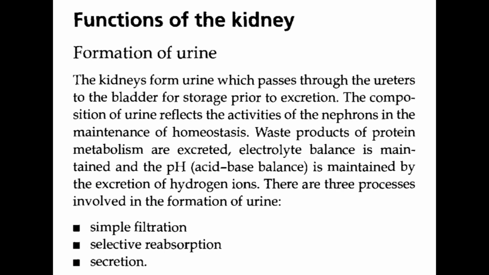Formation of urine. The kidneys form urine, which passes through the ureters to the bladder for storage prior to excretion. The composition of urine reflects the activity of the nephrons in the maintenance of homeostasis. Waste products of protein metabolism are excreted. Electrolyte balance is maintained, and the pH is maintained by the excretion of hydrogen ions.